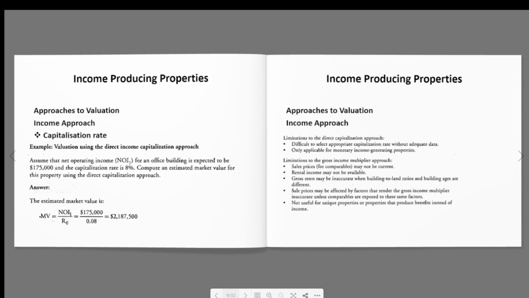Limitations to the gross income multiplier approach include: the sales prices for comparables may not be current. Rental income may not be available. Gross rents may be inaccurate when building to land ratios and building ages are different. Sales prices may be affected by factors that render the gross income multiplier inaccurate unless comparables are exposed to these same factors. Not useful for unique properties or properties that produce benefits instead of income.